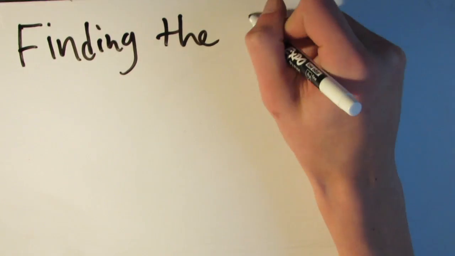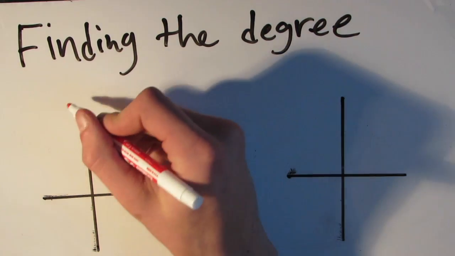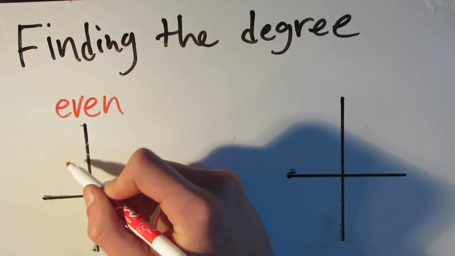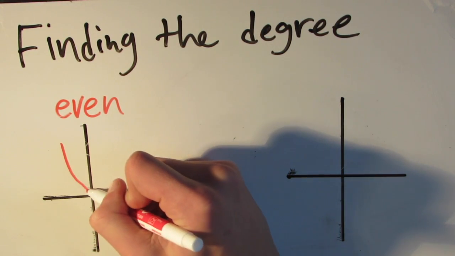Next, we're going to find the degree of the function. The degree will help us find out what our function will look like. For example, the even function is going to look like a parabola.